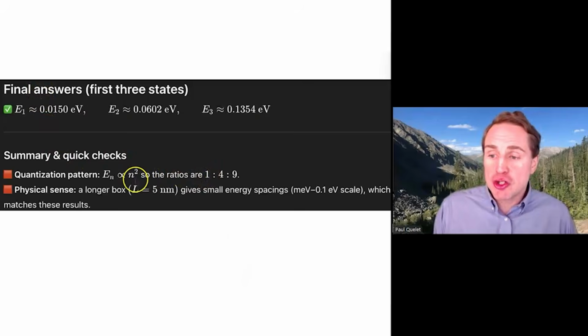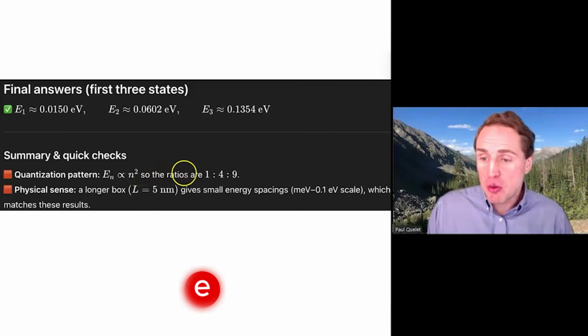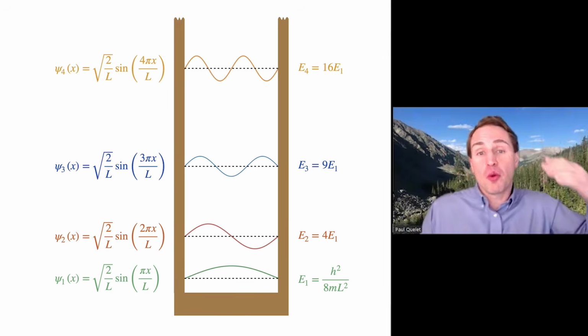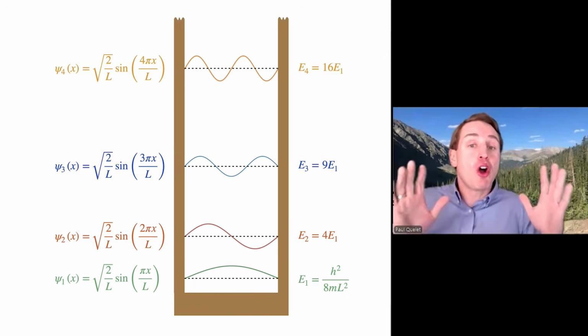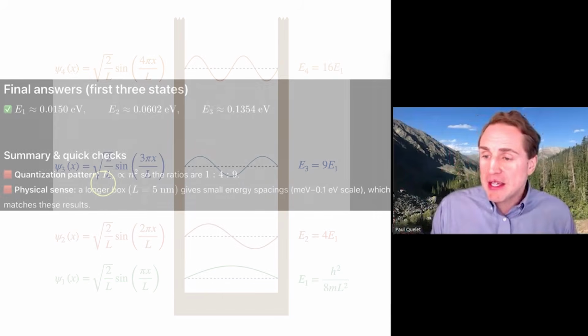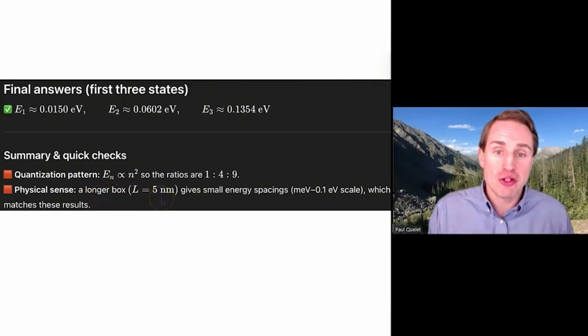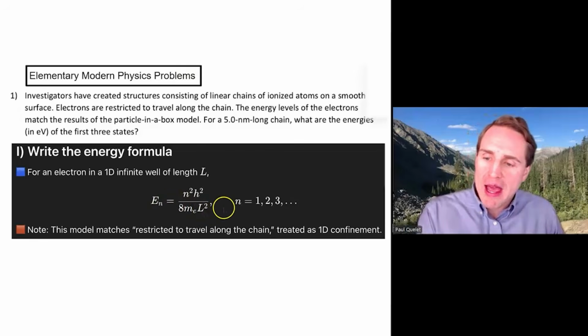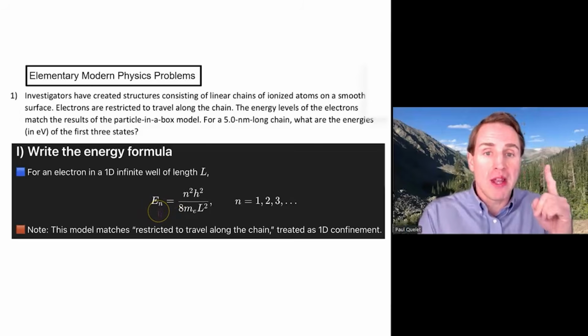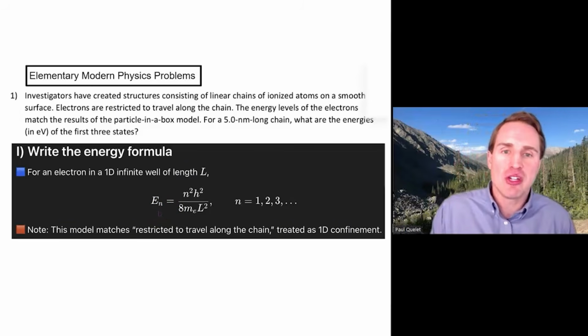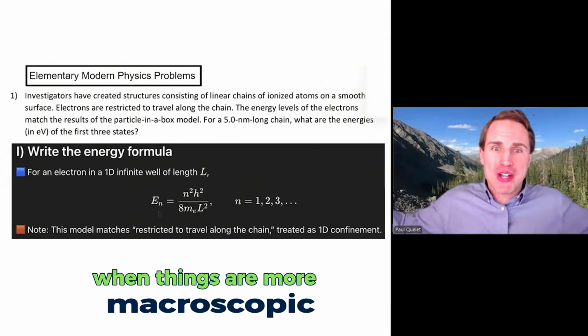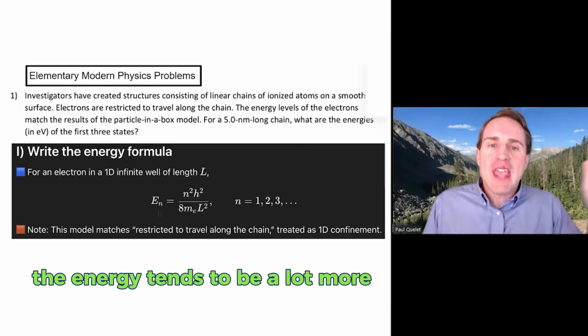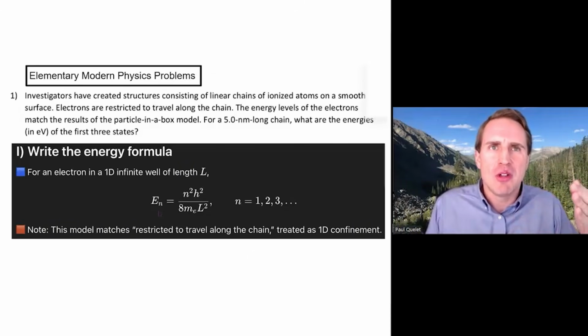The pattern is going to just go as n squared, however many levels you have. So 1, 4, 9. You can imagine level 4 is going to be 16, level 5 is going to be 25. Those are all the perfect squares of the positive integers. One last thing I'll say is that a longer box compared to L equals 5 nanometers is going to give smaller energy spacings. So in other words, if L is increased, then we're going to have a smaller value of the initial level 1 energy, and so there's going to be less spacing between the energy levels. And that kind of makes sense because when things are more macroscopic as opposed to quantum scale, when things are long, the energy tends to be a lot more smeared out, and we can't really tell the distinct quantized energy levels.